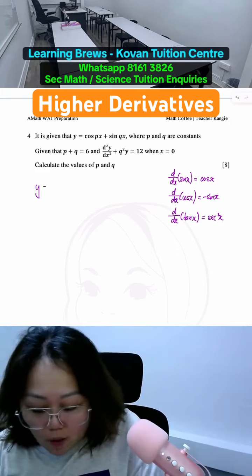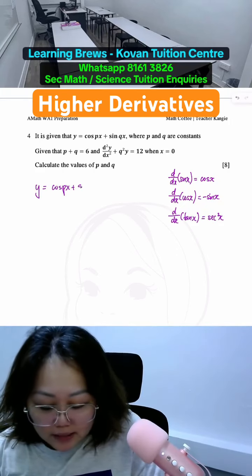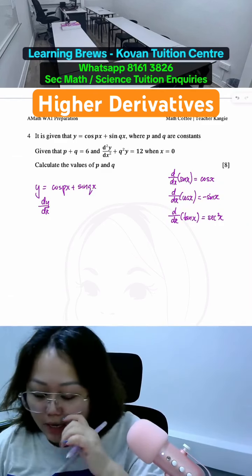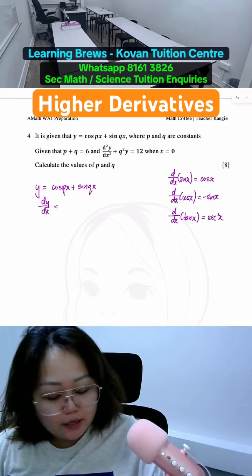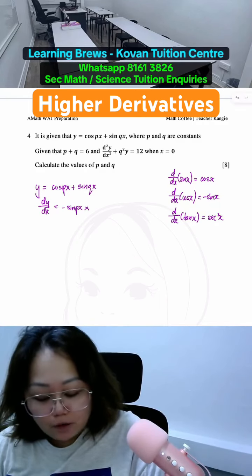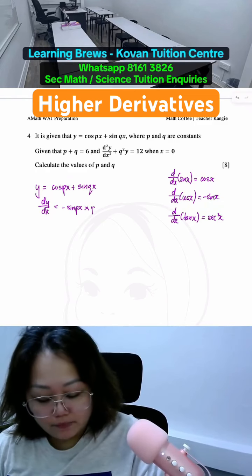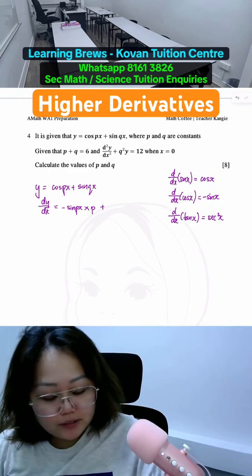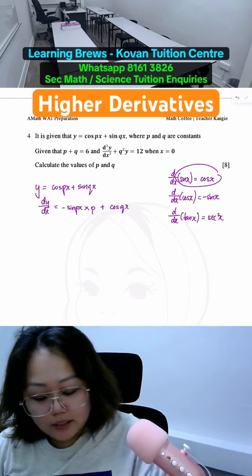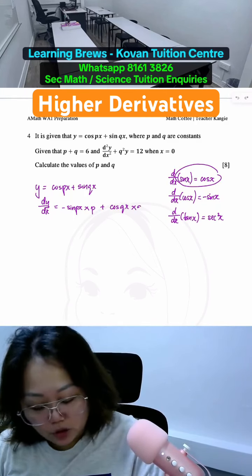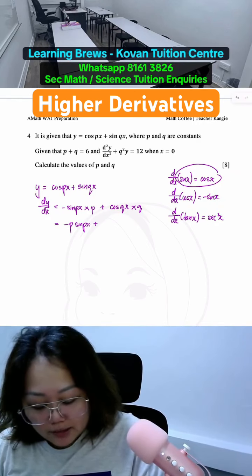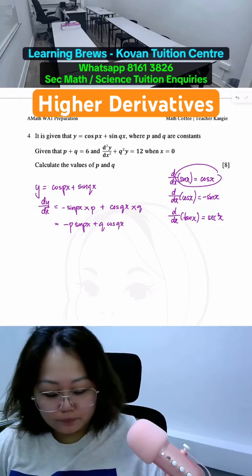Okay, so now since my y is cosine px plus sine qx, let's differentiate. You must know p is actually just a number, q is also a number. So to differentiate cosine, it's minus sine, so it's minus sine px multiplied by differentiating the inside, which is p. Plus differentiate sine is cosine, so cosine qx, again multiplied by differentiating the inside, which is q. So I rewrite it, it will look like minus p sine px plus q cosine qx.